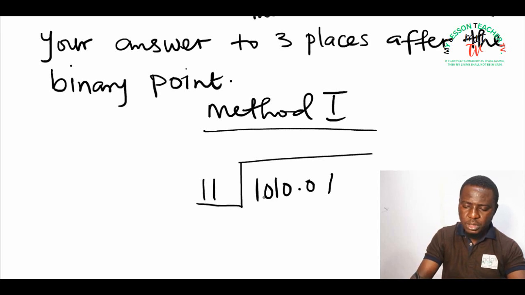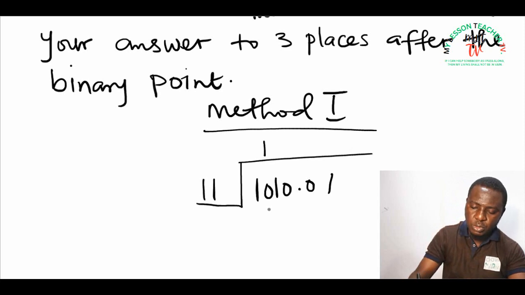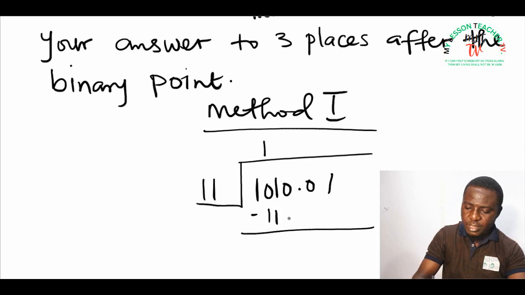So 101 divided by 11 is said to be 1. And 1 times 11 is 11. Find the difference. This becomes 1 minus 1 is 0. 0 minus 1, it cannot. You borrow 1 from here. This becomes 0. This becomes 2. 2 plus 0 is 2. Minus 1 is 1.